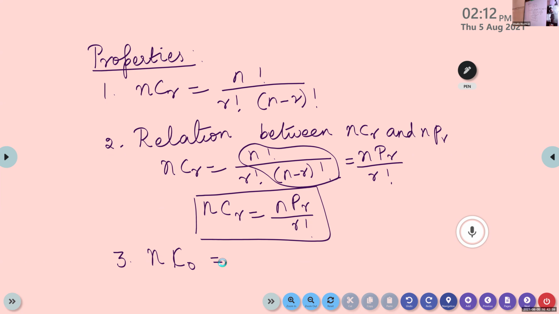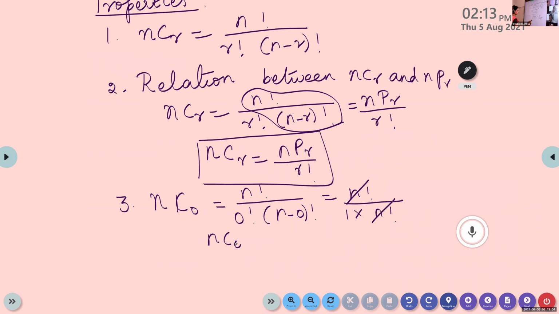What will be the answer? What is NC0? By definition, if you apply this, it is n factorial by 0 factorial into n minus 0 factorial, isn't it? And what is the answer? 1. Because this is n factorial by, we know that 0 factorial is 1, into n factorial. So everything will get cancelled and we get NC0 is 1.